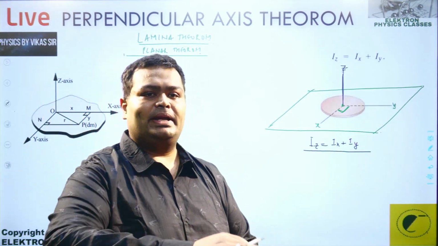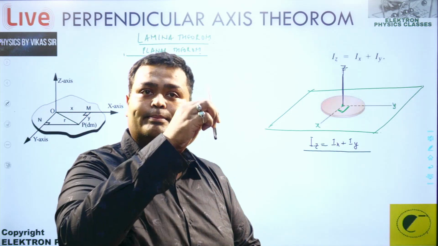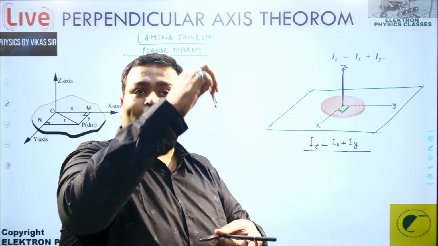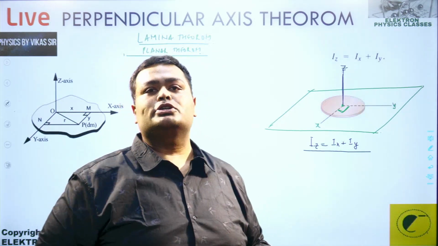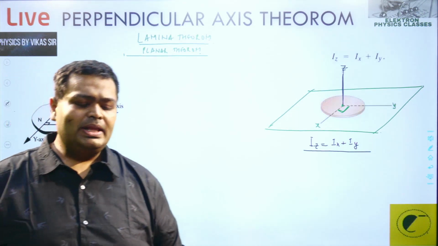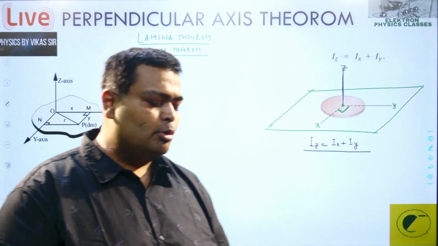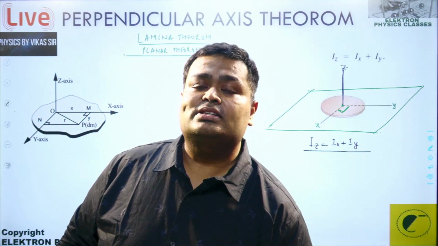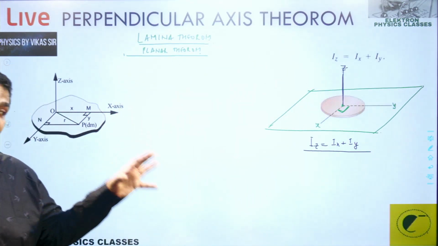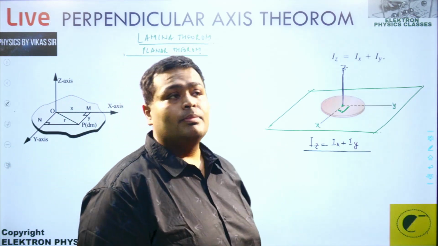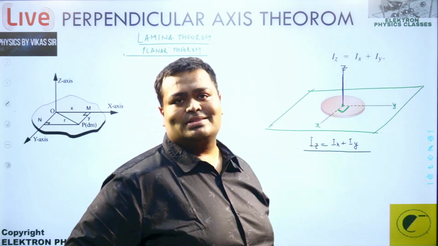Two axes mutually perpendicular in the same plane, intersecting at this point. Third axis through the same point, same intersecting point, and perpendicular to the plane, has a higher moment of inertia and is equal to the addition of the moment of inertia of both the axes. Like yesterday we did a question in which there were four particles, two small m and two capital M, and we checked the moment of inertia about the x-axis, about the y-axis, and about the z-axis, and that came out to be maximum. That was perpendicular to that particular plane. That's the maximum, more in comparison to the two axes in the plane. How do we prove it?